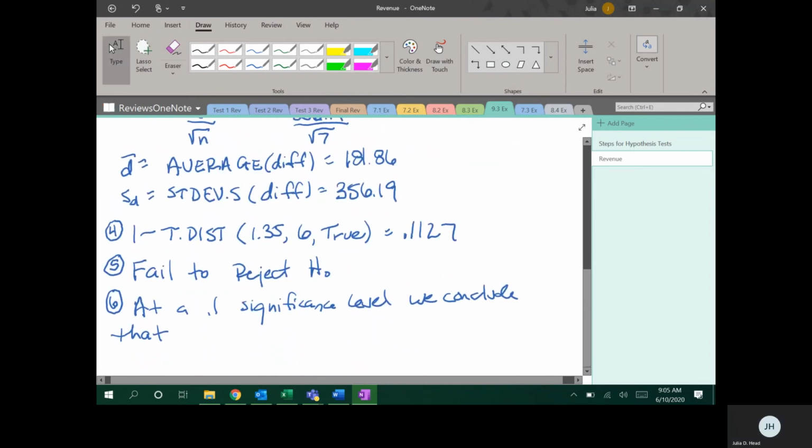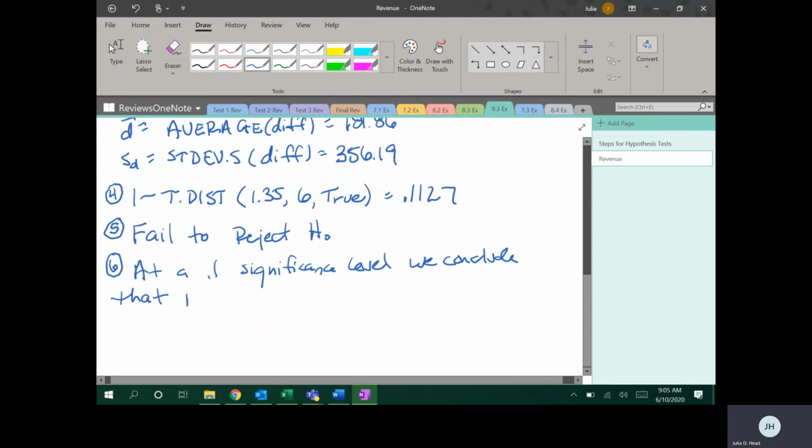So we conclude that North Raleigh location has the opposite of more sales, which would be at most as much.